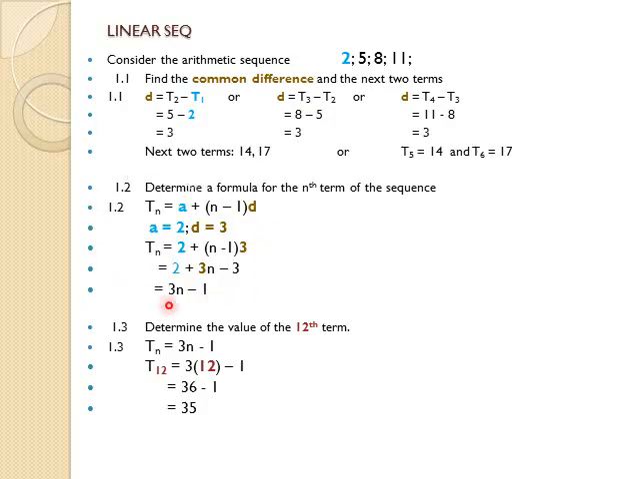Right? Most exam questions, most topics, once we ask you to find the formula, we will test whether you can use the formula. So there they say determine the value of the 12th term. Right, so in the place of n here, we want term 12. So n becomes 12. 3 times 12 would give me 36. 36 minus 1 then gives me 35. Right, go to the next problem.